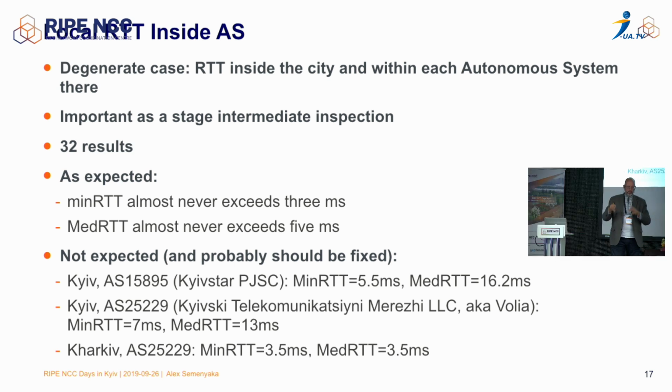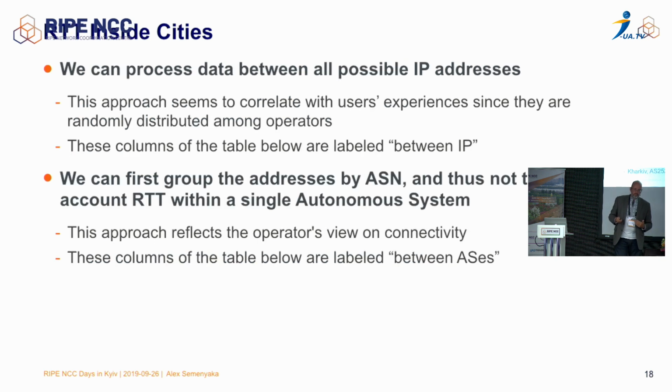And now let's see the RTT inside the city and an autonomous system. There are three pathological cases: Kyiv Star, Volia, and another Volia. Two cases in Kyiv, one case in Kharkiv. When we have inside one autonomous system inside the city, we have the minimal RTT 3.5 seconds. That's pathological, that's abnormal. The minimum and the median. Inside the city of Kyiv, the median is 13. That means that before we had smaller values, after that we had bigger values. That's also abnormal. We can see that there are some unhealthy manifestations, but the general picture is all right.